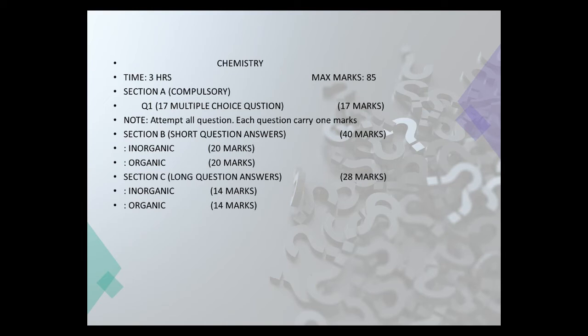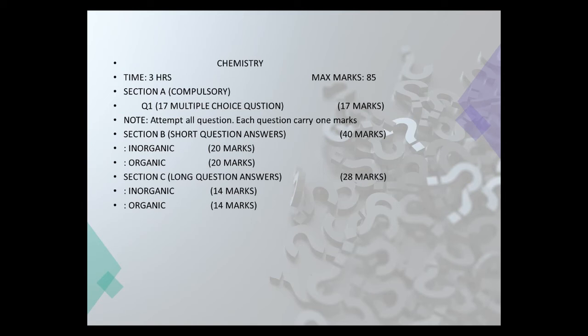Section B consists of the short question answers and is of 40 marks as a whole. You will be given a total of 16 questions, out of which you have to attempt 10 questions. But since your book has been divided into two parts, likewise your paper is also divided into subsections. So for the section B short question answers, we have two subsections of organic and inorganic chemistry. You will be given 8 questions in each section, out of which you have to attempt 5 questions. So a total of 10 questions are to be attempted, 5 from each section, and each question carries 4 marks.